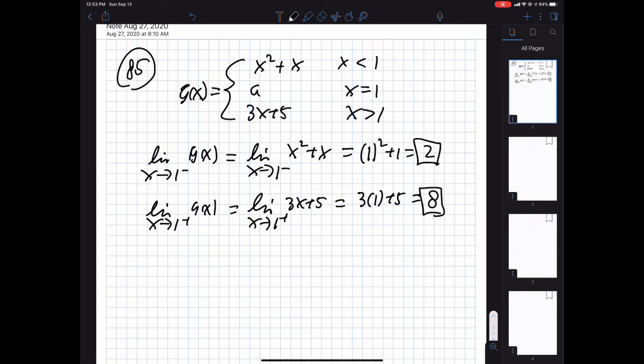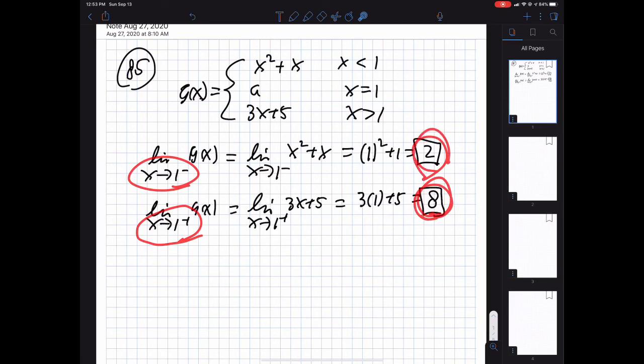Now, at this point, we already know it's not continuous. They're asking, is there a value of a for which it's continuous? The answer is clearly no. Here's why. To be continuous, the limit from the left must equal the limit from the right, but 2 does not equal 8. So therefore, you already know it's not continuous, and hopefully you see it's a jump discontinuity. They're not meeting at the same place.